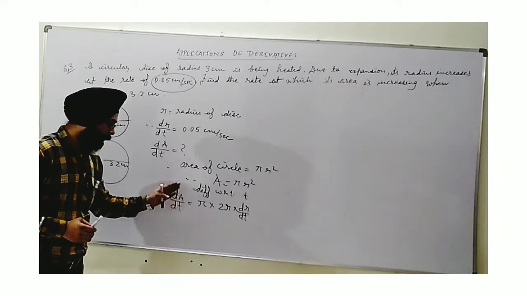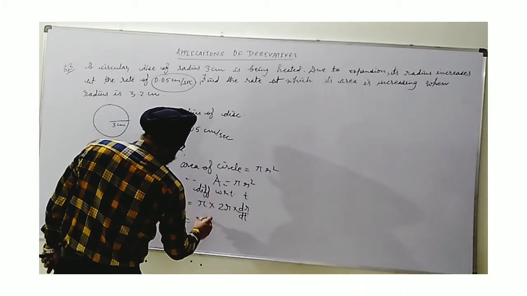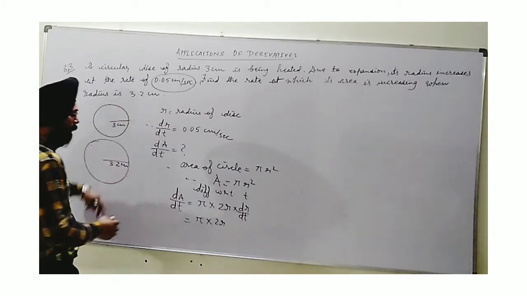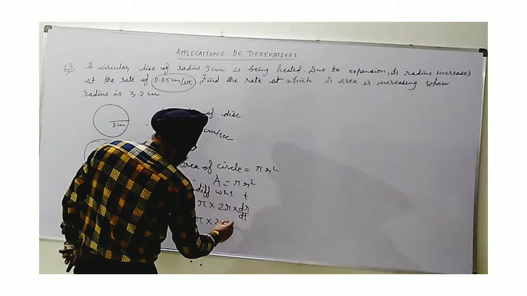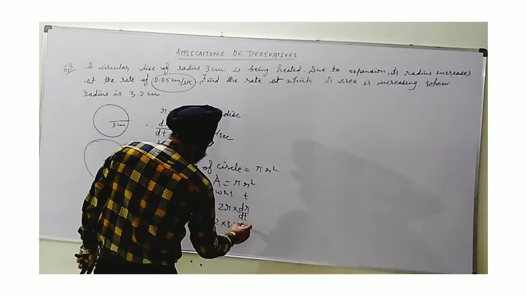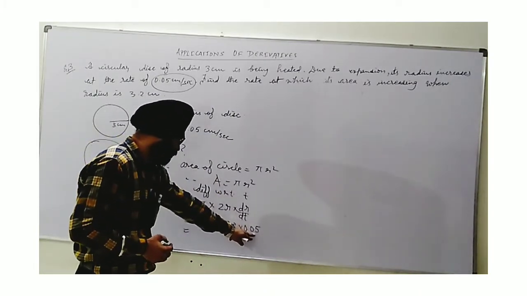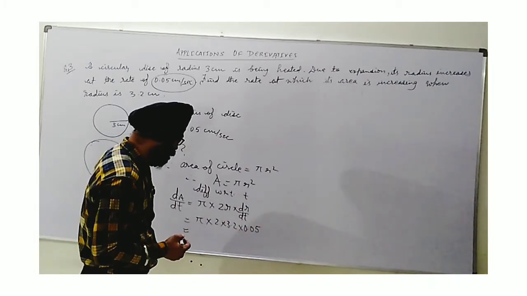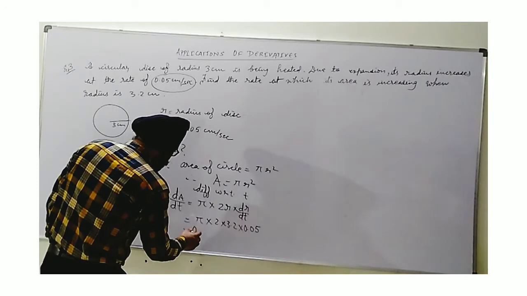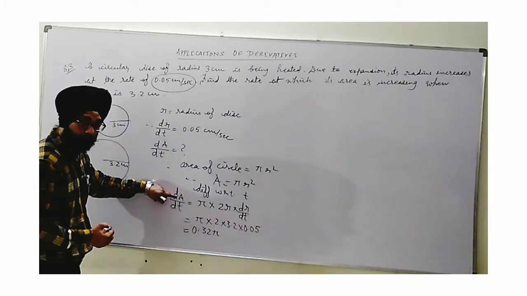Now, once we differentiate, we have to put the values here. This becomes pi into 2. R also is given, in this particular case 3.2. So here we will replace R by 3.2 and dr by dt, which is also mentioned, it's 0.05. Now multiplying all this, 2 into 0.05 will make it 0.1, and finally we will get 0.32 pi.